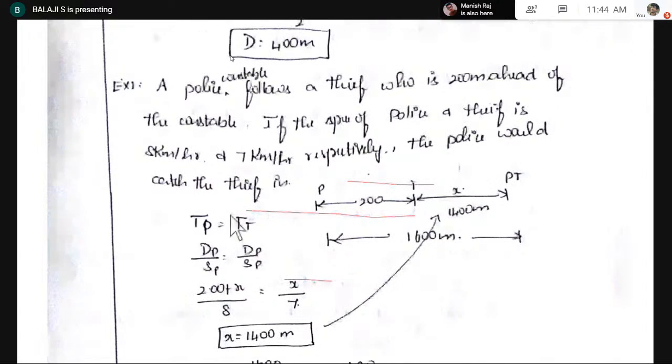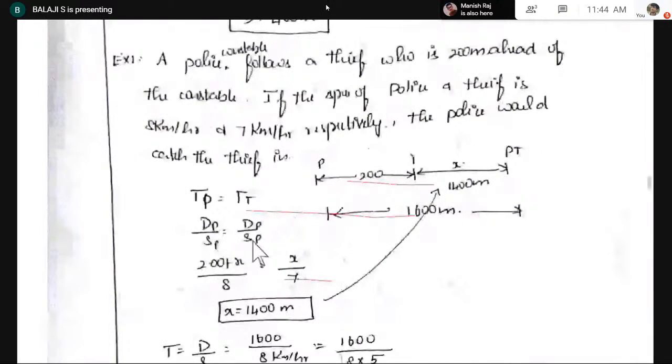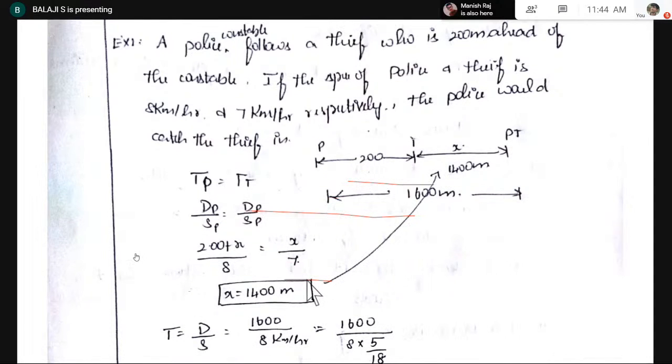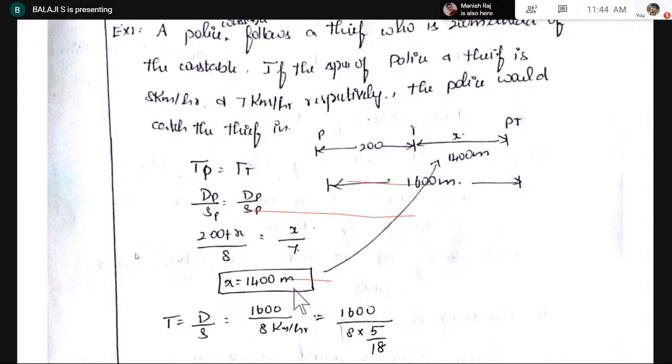Now TP is equal to TT, that is, the time taken by the police is equal to the time taken by the thief. Now distance by speed. What is the distance traveled by the police? 200 plus x divided by what is the speed? 8. And what is the distance traveled by the thief? x. And what is his speed? 7. So if you simplify this, you will get the value 1400 meter.